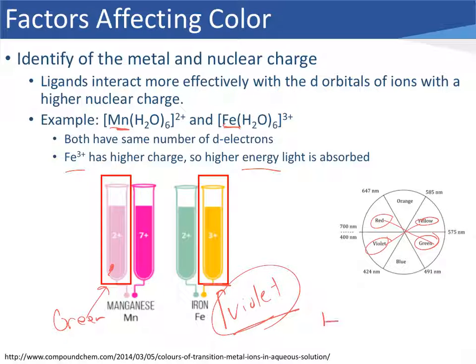So that means if I look at the d orbitals in the iron complex, they have a greater energy difference than the d orbital split in the manganese complex. Notice that this distance, this energy difference, is greater for the iron than it is for the manganese. Greater difference in energy means light of higher energy is absorbed, and violet was absorbed here, so it appears yellow, whereas here green is absorbed, so it appears red.